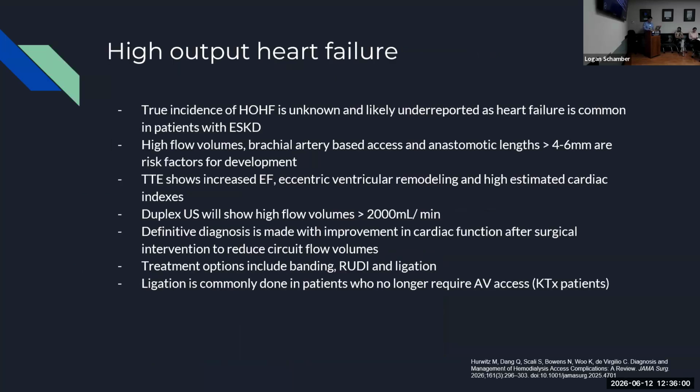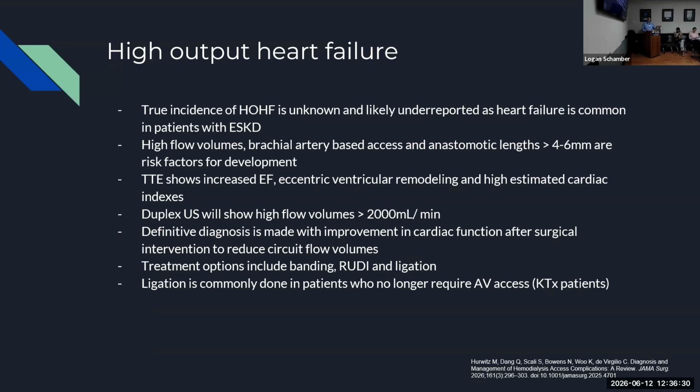All right. So high output heart failure is another complication that we're all familiar with. The true incidence of high output heart failure is unknown in our dialysis patients, and it's likely to be underreported since heart failure is so common in our patients with ESKD. It's associated with high flow volumes, more so associated with brachial artery-based access, and anastomotic lengths that are greater than 4 to 6 millimeters can be another risk factor for development.